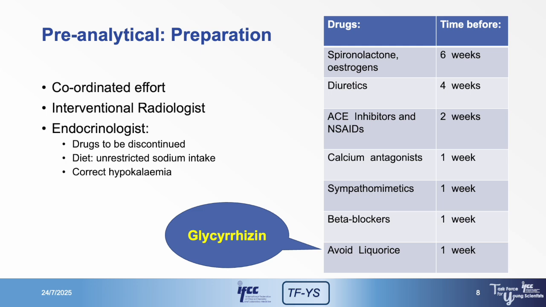It is important to note that the following drugs need to be discontinued before the test. Of note, licorice should be stopped, as this inhibits 11-beta hydroxysteroid dehydrogenase, which can result in high cortisol levels, which mimics the effect of aldosterone. Any exogenous steroid use should be reviewed by the endocrinologist.